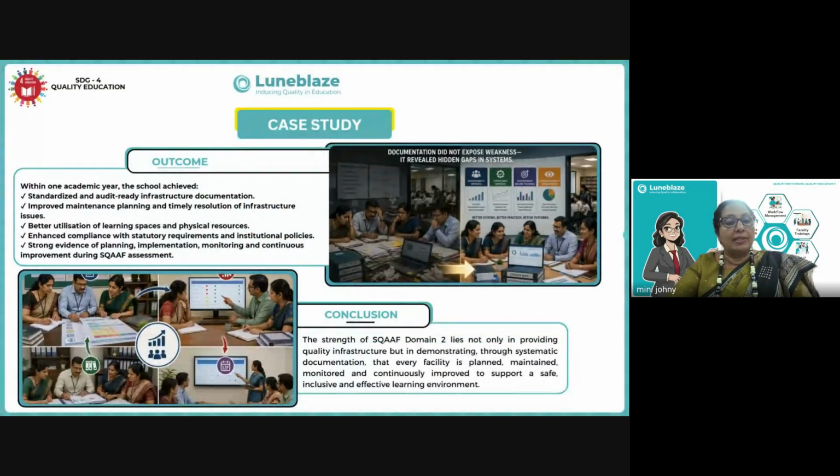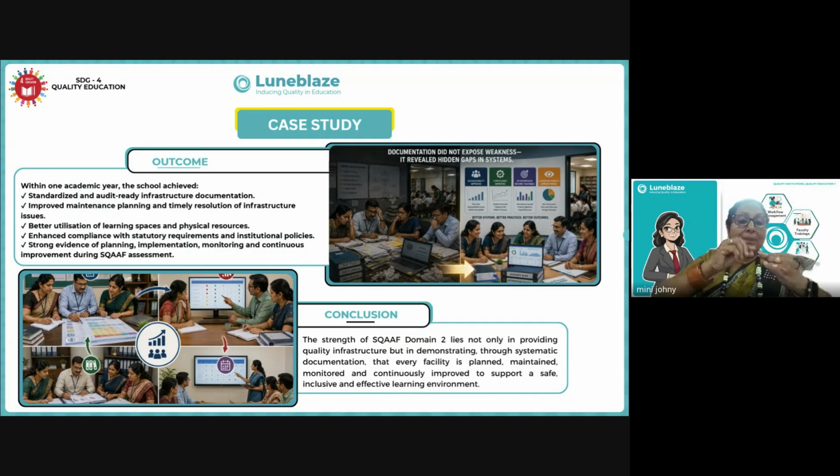The outcome came like this. Within one academic year, the school achieved standardized and audit-ready infrastructure documentation, improved maintenance planning, and timely resolution of infrastructure issues. Fix the problem then and there. Better utilization of learning spaces and physical resources, enhanced compliance with statutory requirements and institutional policies, strong evidence of planning, implementation, monitoring, and continuous improvement during SQAAF assessment.